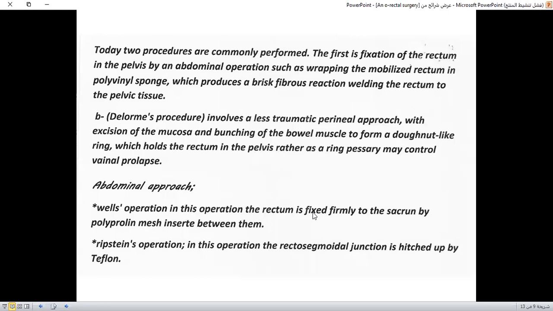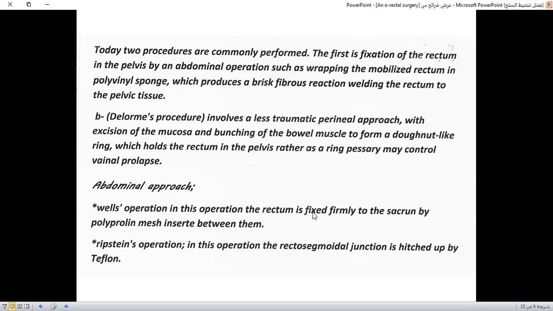And the abdominal approach in management of rectal prolapse: Wells operation. In this operation, the rectum is fixed firmly to the sacrum by polypropylene mesh inserted between the rectum and the sacrum. Ripstein procedure: in this operation, the rectosigmoid junction is hitched up by Teflon.